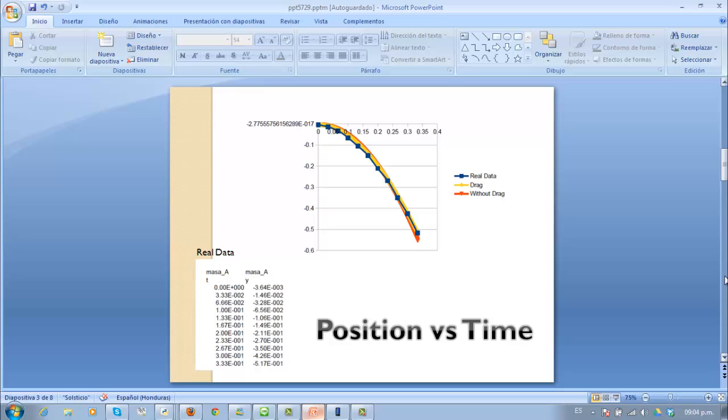But by calculating the value of the constant V for the drag force, I could accurately estimate the simulation with air resistance to fit the actual data. So in this graph we can see that the actual data fits the simulation considering the drag force. So this simulation accurately estimates the real data with the drag force. The orange is the simulation without drag force.